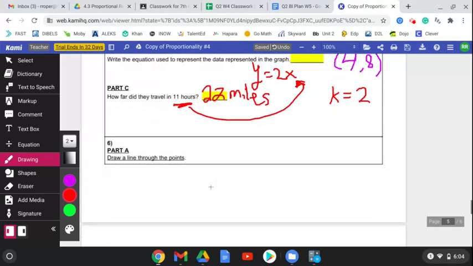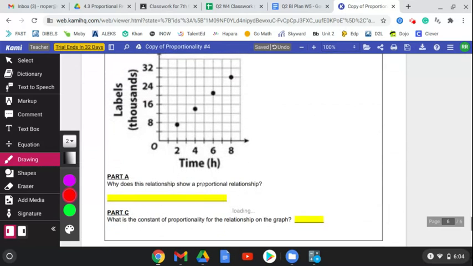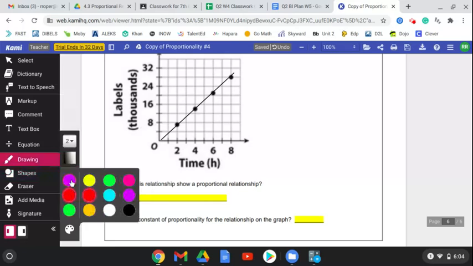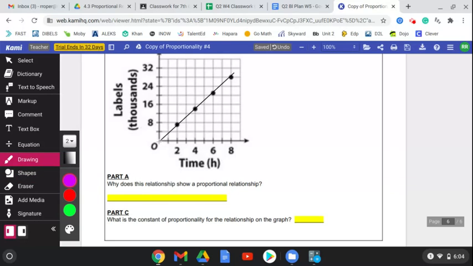Number 6, does this relationship represent a proportional relationship? It's a straight line. Does it go through the origin? Looks like it does, right? So yes, because it goes through the origin. And what is the constant of proportionality? Look at the ordered pairs here. This is 2, 7, right? It's not quite to 8. So (2, 7).